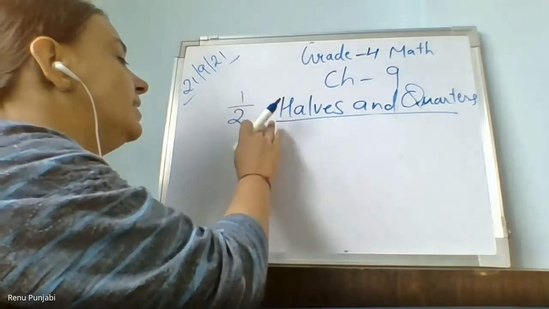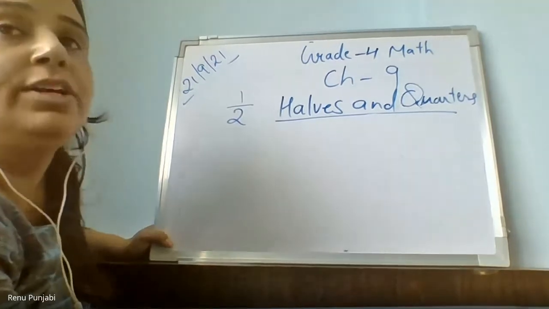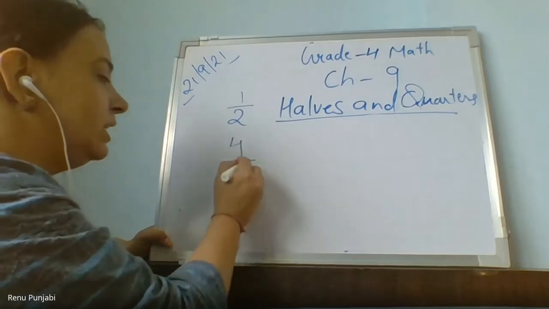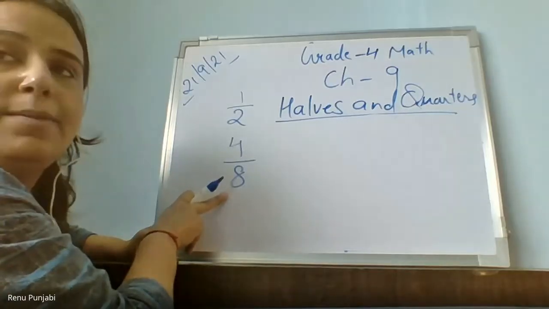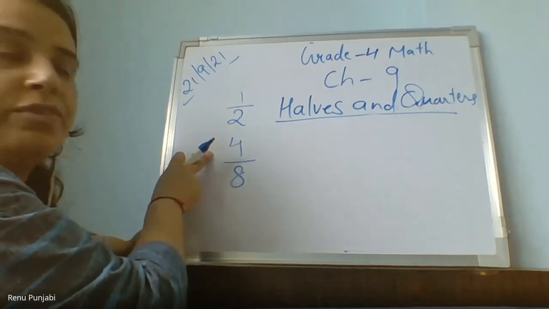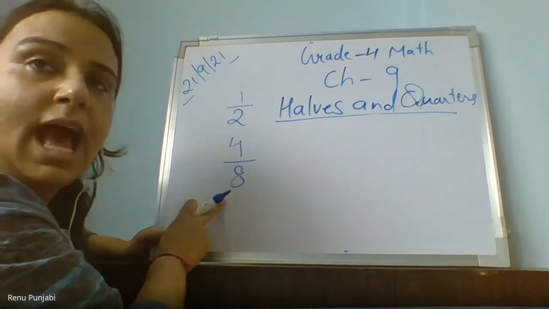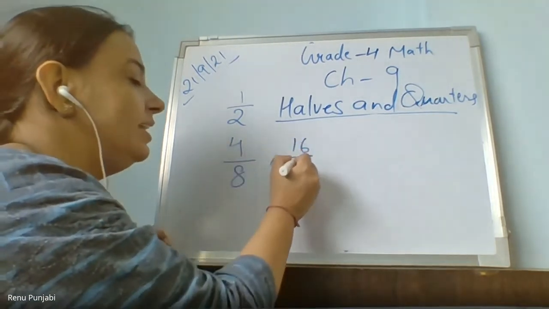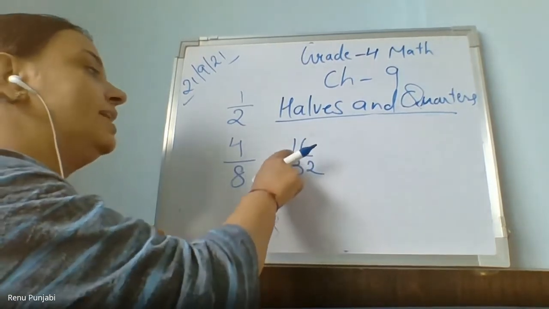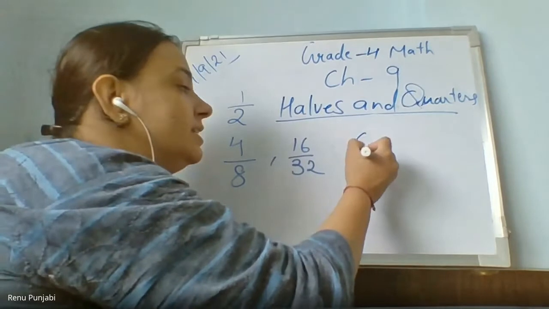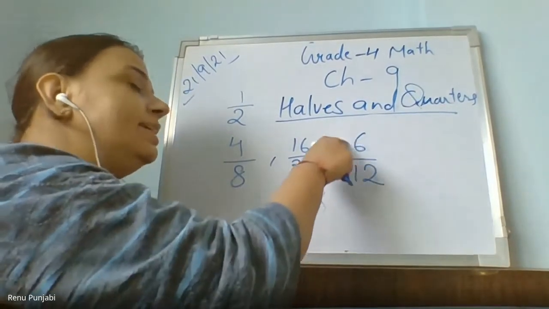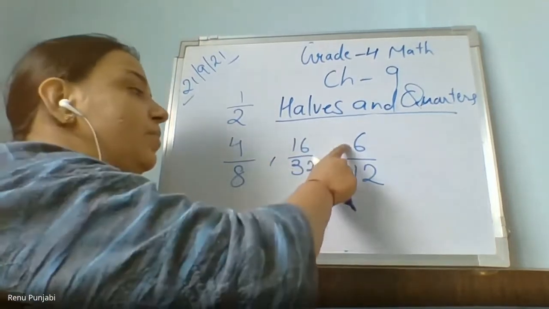Are there any other fractions to represent the half? I will give you 2-3 examples, then you try. 4 upon 8 is also half. Out of a total of 8 parts, we are talking about 4 parts. 16 upon 32 is also half, because out of a total of 32 we are discussing 16 parts. 6 upon 12 is also half. Out of a total of 12 parts, we are discussing 6 parts.